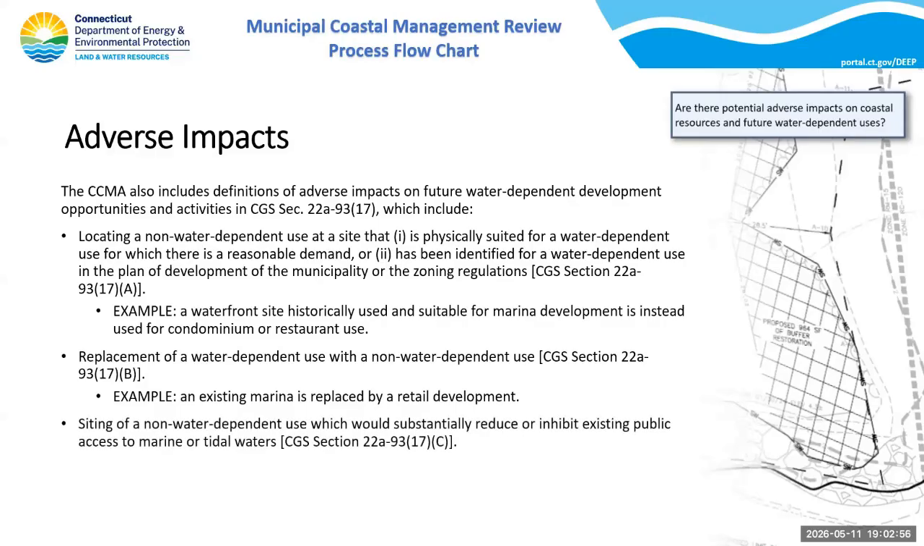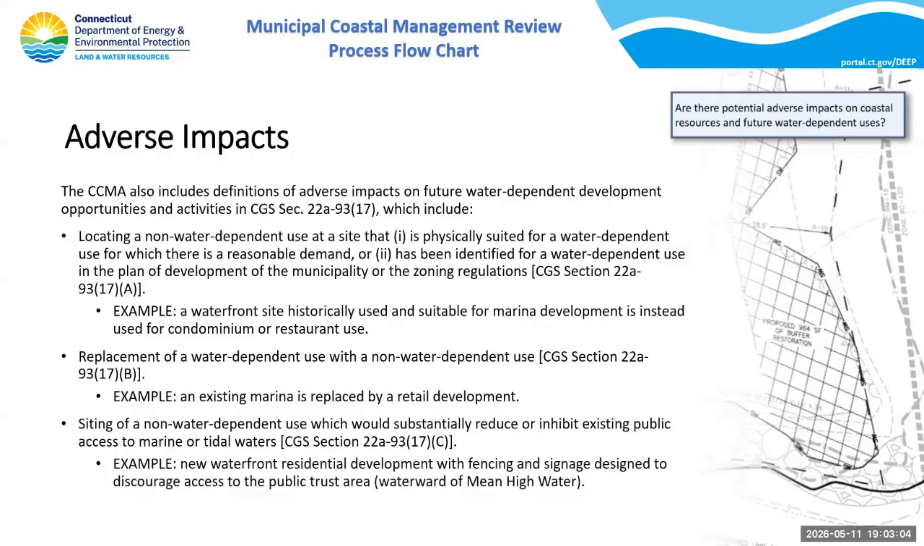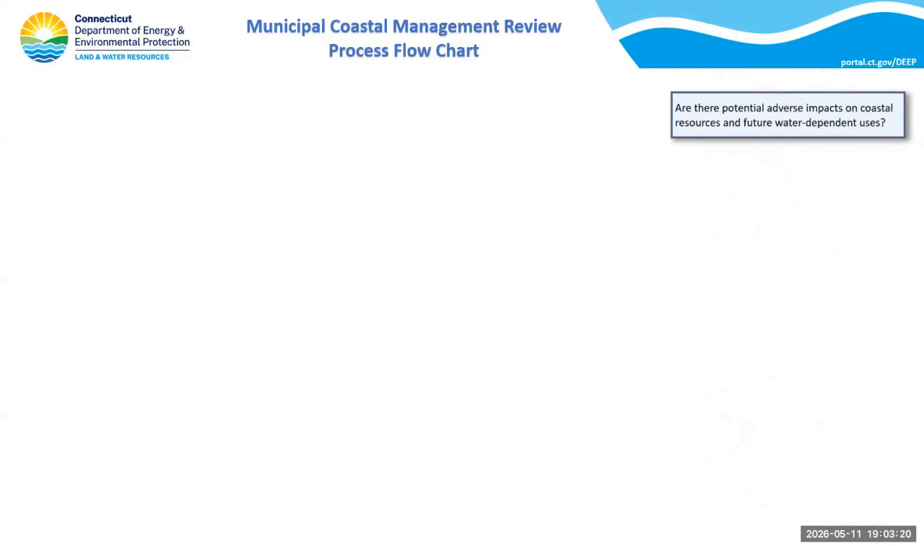And then you have siting of a non-water dependent use, which would substantially reduce or inhibit existing public access to marine or tidal waters. So an example of this would be a waterfront residential development, maybe some condos or apartments, that puts up fencing and signage, which is intended to discourage access to the public trust area where it was previously accessible. And that public trust area is waterward of the mean high water line.